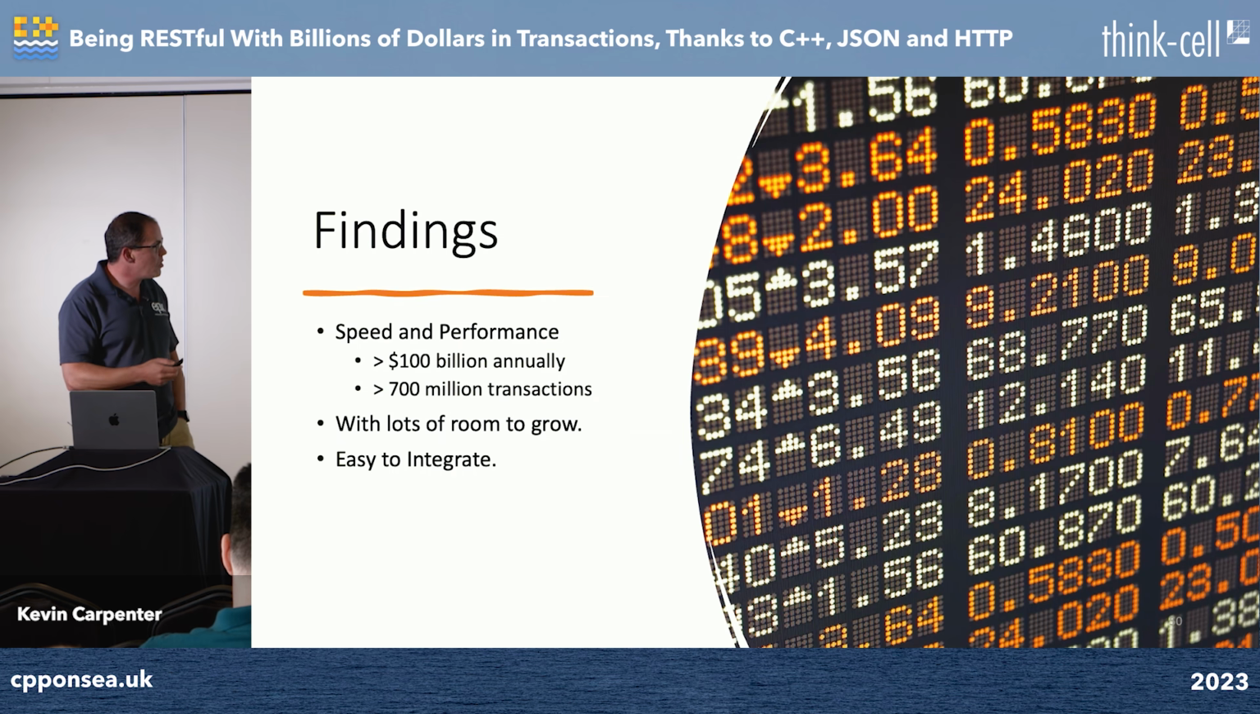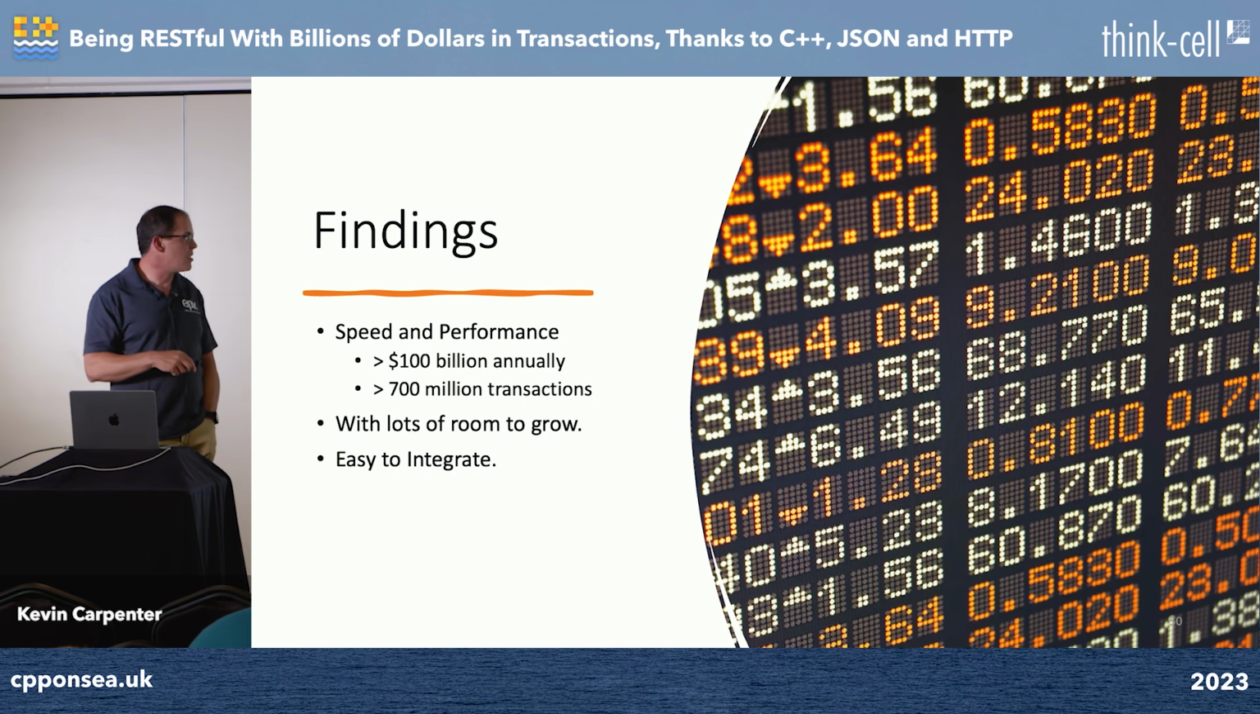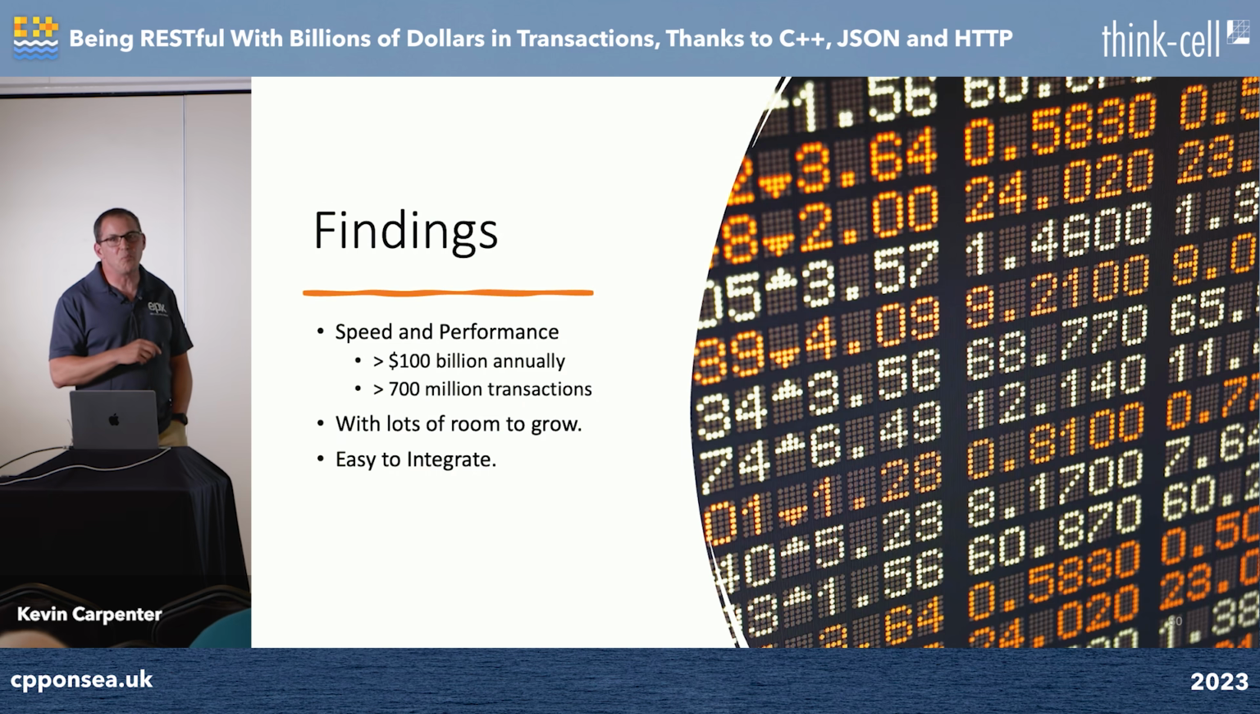So, speed and performance, these libraries are not the fastest. However, with them not being the fastest, we do well over $100 billion annually and over 700 million transactions in the last 10 months. And we can actually grow even 10 times this from where we're at. And it's not just by adding hardware. So it may not be the speed that a trading firm wants, but even considering the fact that the performance of the nlohmann library or the httplib is not the fastest, they are still really easy to use and incredibly fast.